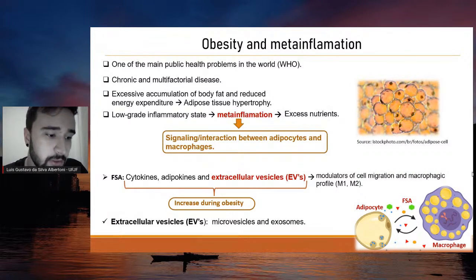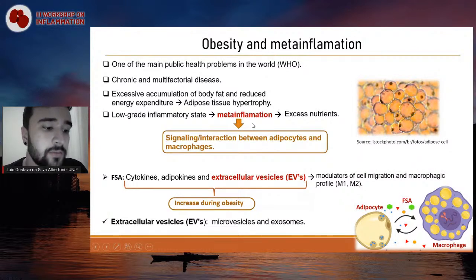health problems in the world, according to the WHO, and is considered a chronic and multifactorial disease characterized by excessive accumulation of body fat and decreased energy expenditure, which results in adipose tissue hypertrophy, and it's usually associated with other health problems. In addition to excess body fat, obesity is characterized by a low-grade inflammatory state, also called meta-inflammation, which was defined as a chronic low-grade inflammatory state in response to the excess of nutrients.